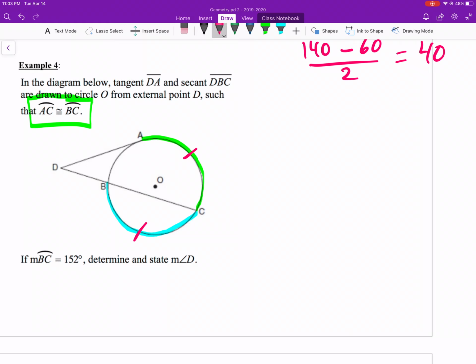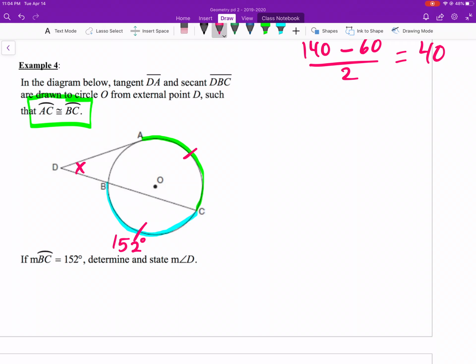Now they tell you below here, if the measure of arc BC is 152 degrees, determine and state the measure of angle D. That's the exterior angle here. So see, as that angle opens up, it hits the minor arc and it hits the major arc. Now we don't have the exterior angle, we don't have the minor arc, we don't have the major arc, so we have to piece together what they told us about. What could you find first? Think about that.